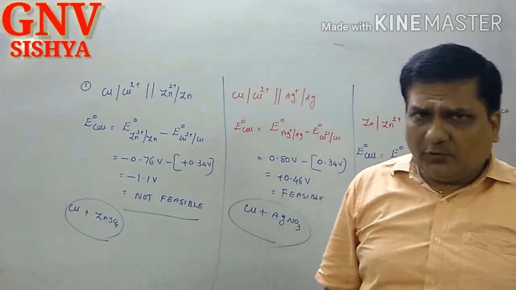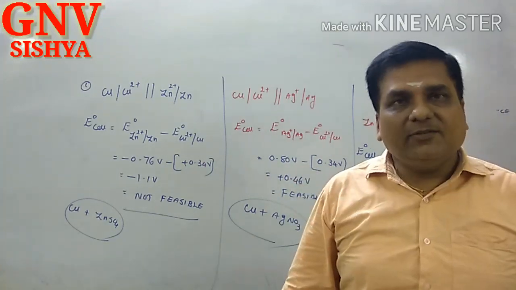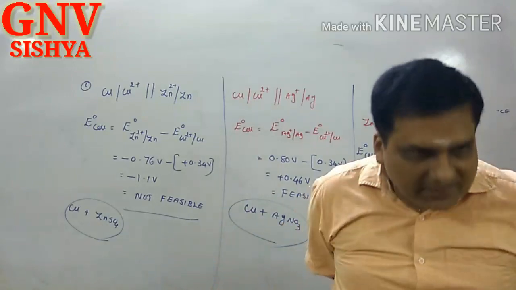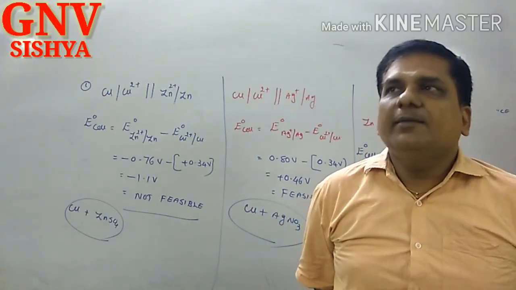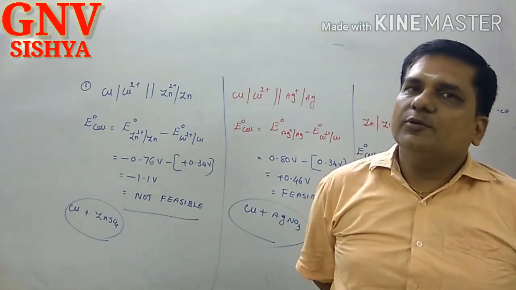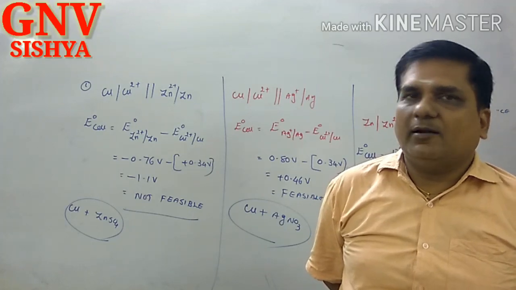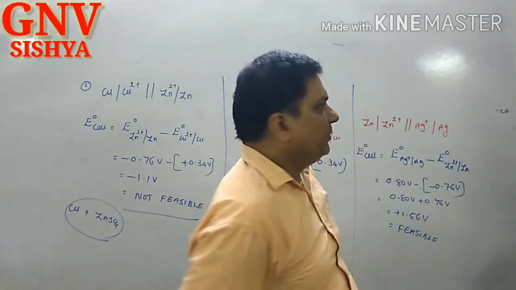EMF is 0.46 volt. EMF is positive, the cell is feasible. Hence it is not advisable to stir silver nitrate solution using what rod? Copper rod. Okay, that is very important.